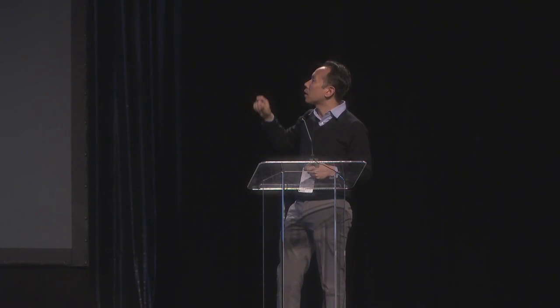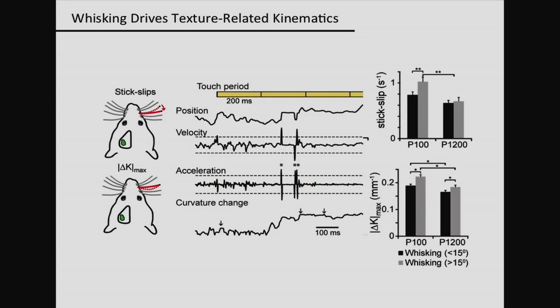However, on trials when the animal is whisking more, you see a specific increase in the number of stick-slip events occurring in the P100 texture. Similarly, if you look at curvature changes, whisking also produces larger curvature changes, and also increases the difference between the two textures. So overall, it seems that the behavioral strategy that the animal adopts in this particular case seems to be increasing the kinematic differences between the two stimuli that we're giving the animal, and potentially this is what the animal is using to help it solve the task.